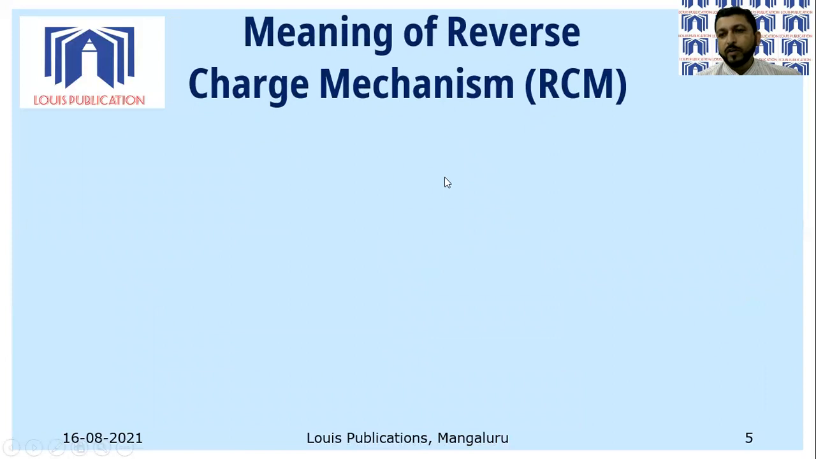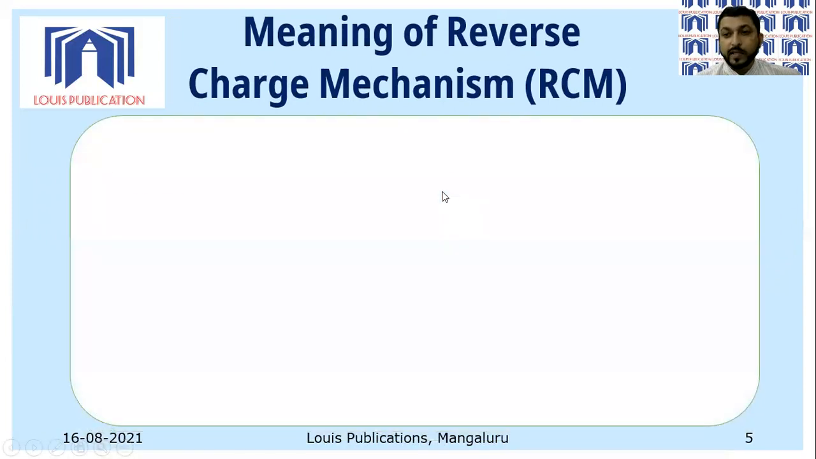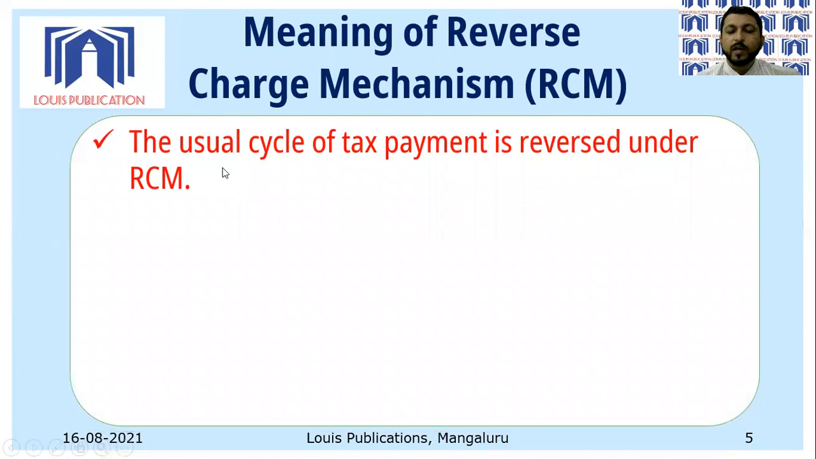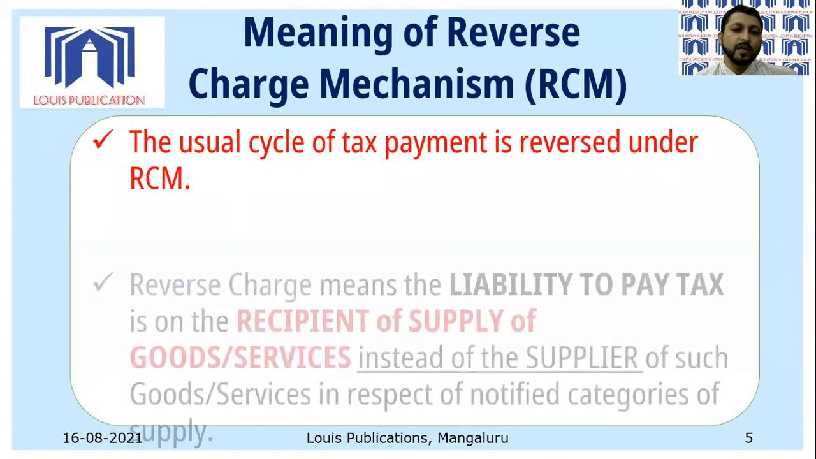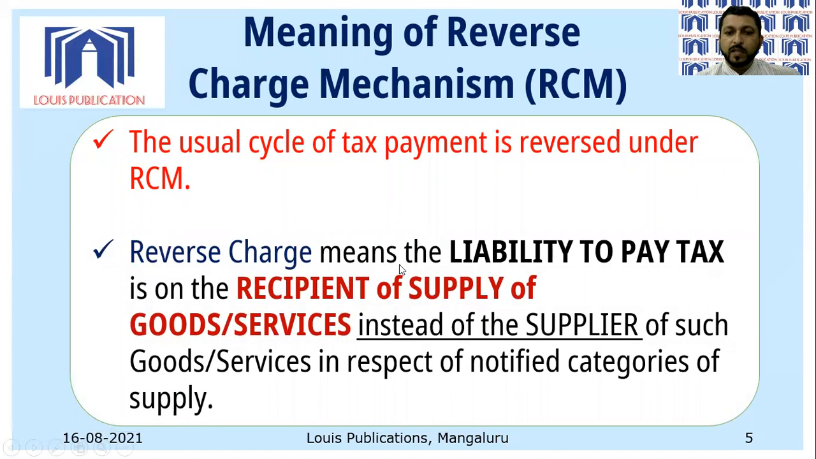What is the meaning of reverse charge mechanism? As we understand, under reverse charge mechanism, the usual cycle of tax payment is reversed. The supplier was supposed to deposit the GST amount with the government. Now, under reverse charge, as we say, reverse means the opposite. Here, the supplier does not deposit, rather the recipient is depositing the GST amount with the government. So reverse charge means the liability to pay tax is on the recipient of the supply of goods or services.